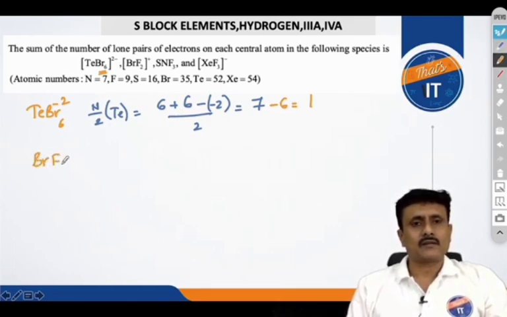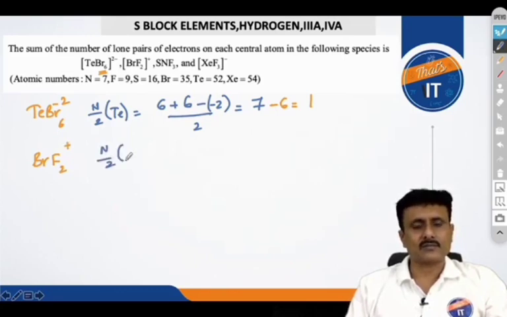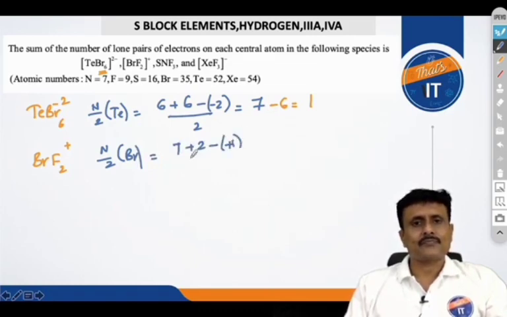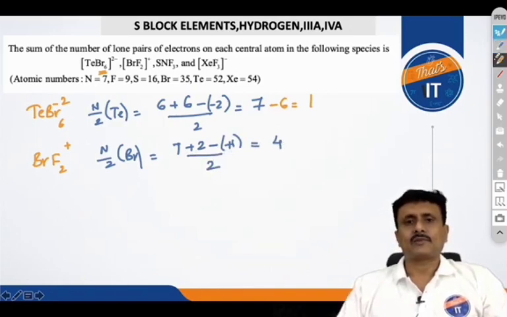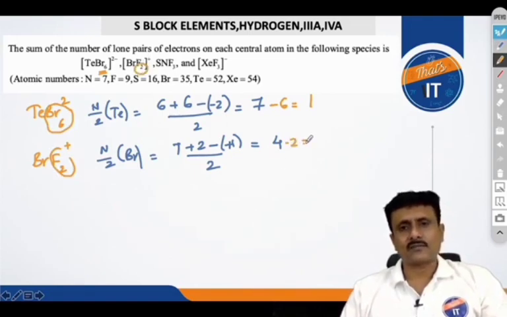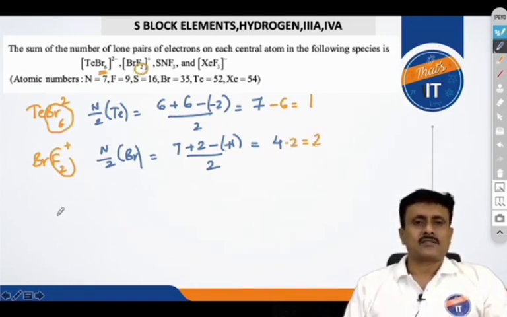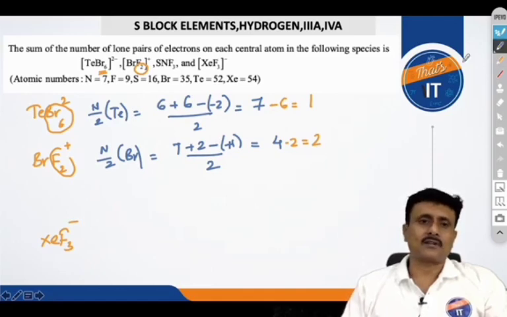BrF2+. So you have to find out the n/2 of the central atom. Central atom is bromine. Valence electrons of bromine, 7th group, plus 2 halogens are attached, minus the charge, divided by 2. So this is turning out to be 8/2, that is 4, minus the number of atoms attached to it. Like you have subtracted 6 from here, here 2 atoms are attached, that means lone pairs are 2 here. Next I will take the last one, because with this formula you can find out the last one but not the middle one.